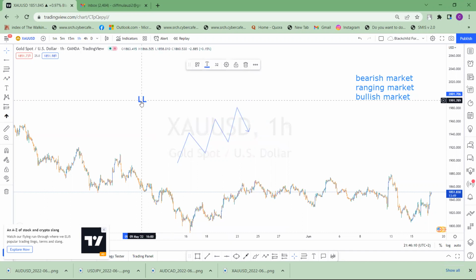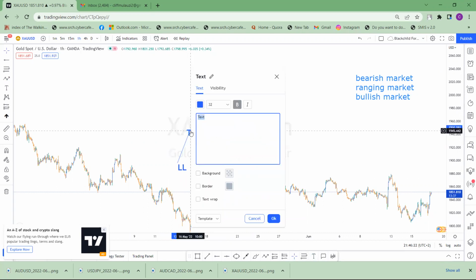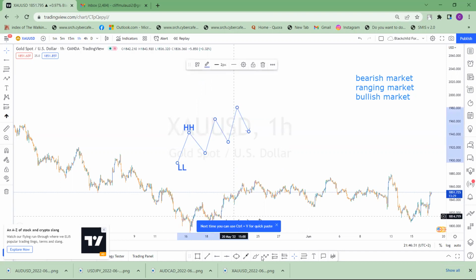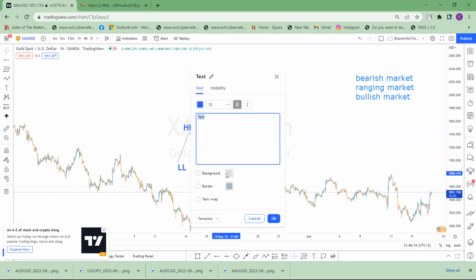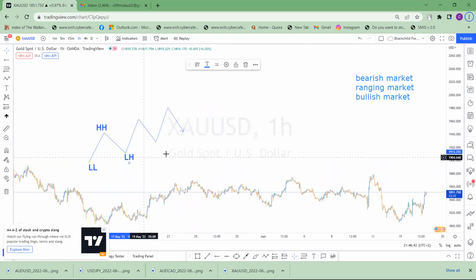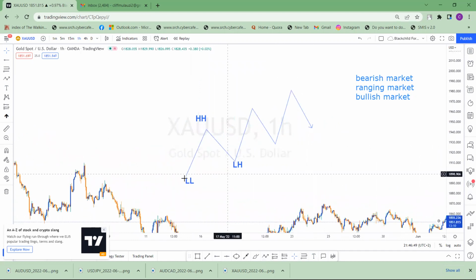to a higher high, and then a lower high. I hope you guys are able to see this. So the market will come from a lower low to a higher high, and then it will come back.